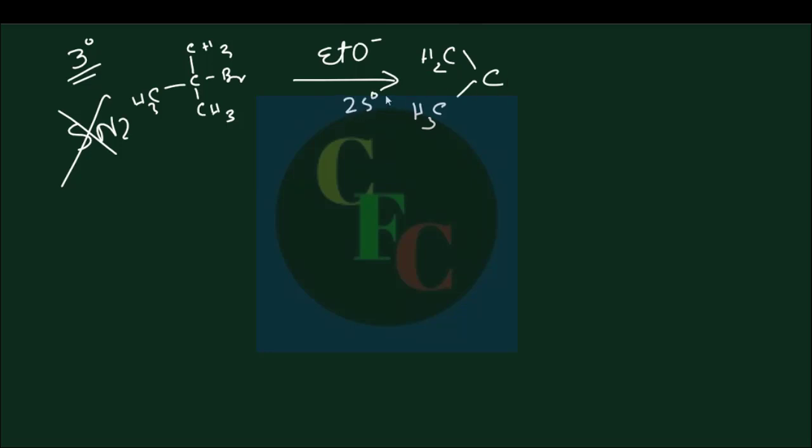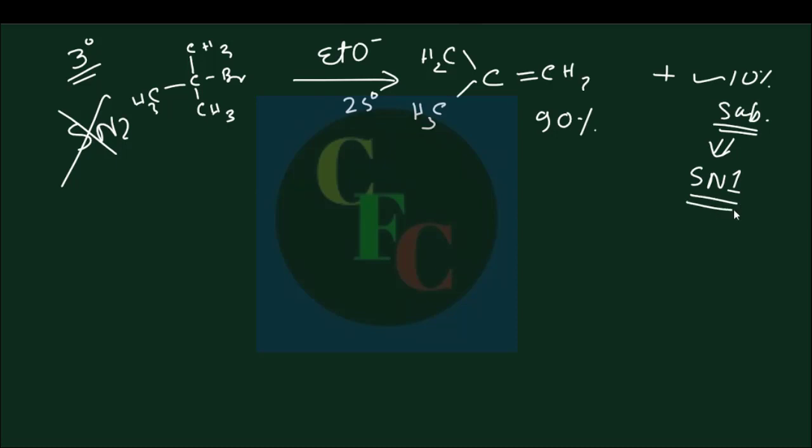Even at 25 degrees centigrade, you will get nearly 90% of this elimination product, whereas only nearly 10% is the substitution product. And this substitution will always occur via SN1, not through SN2, because it is highly hindered. Now let us see how temperature affects this substitution versus elimination.